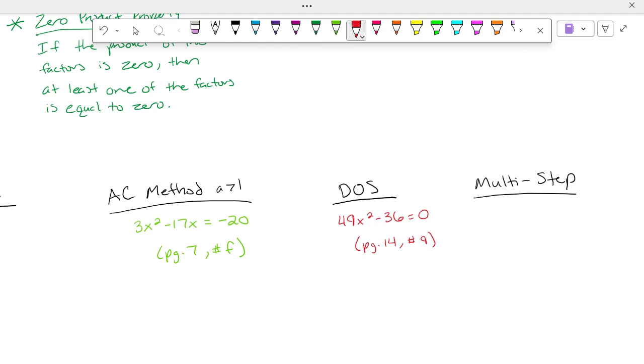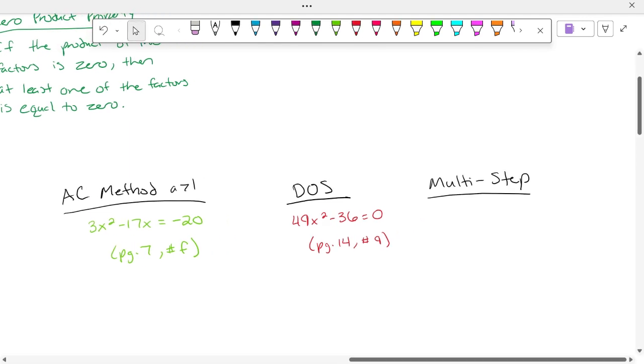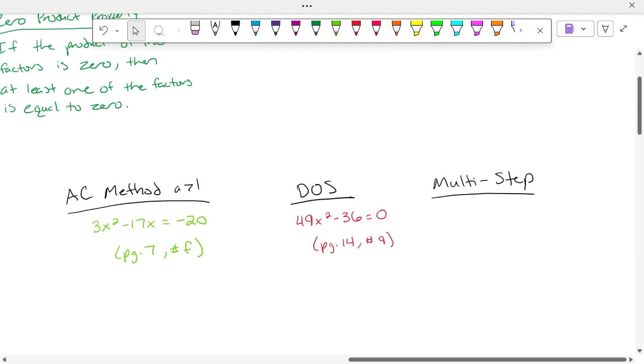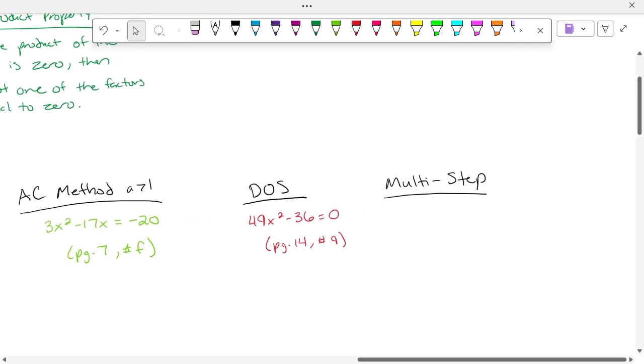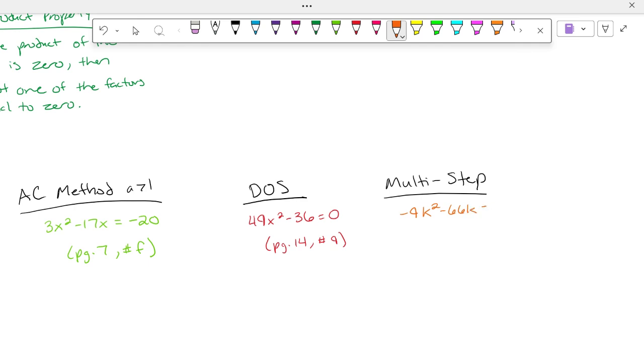That's what I'm saying. I'm going to write it in later. And then I'm going to take from the warm-up that we did this morning for the last one. So for the last one, I'm going to do negative 9k squared minus 66k minus 21 is equal to 0. So I took this from page 16, number 4.